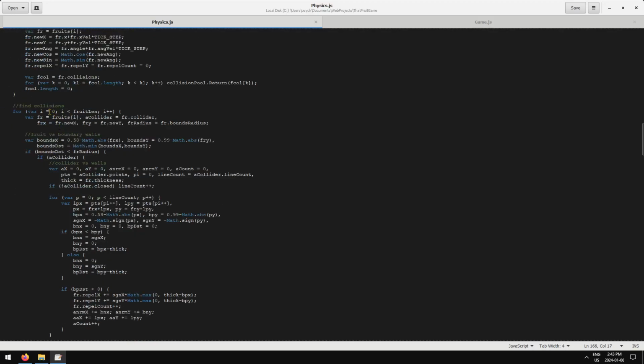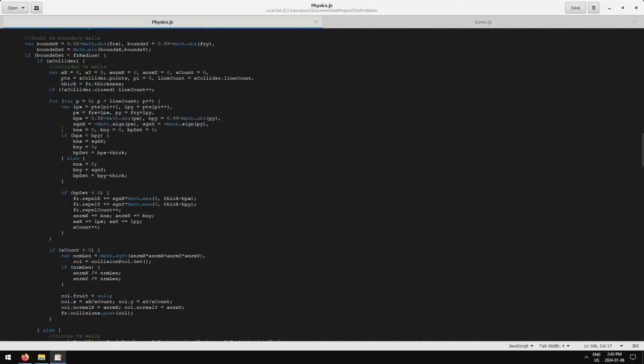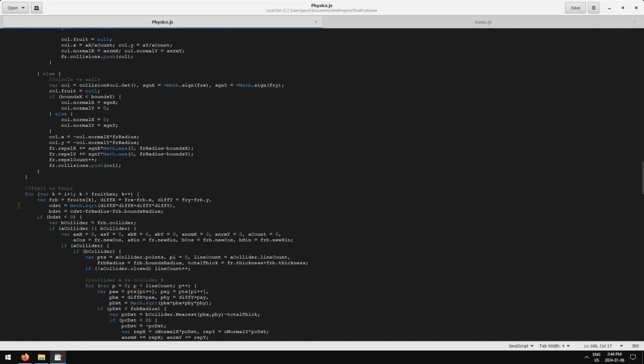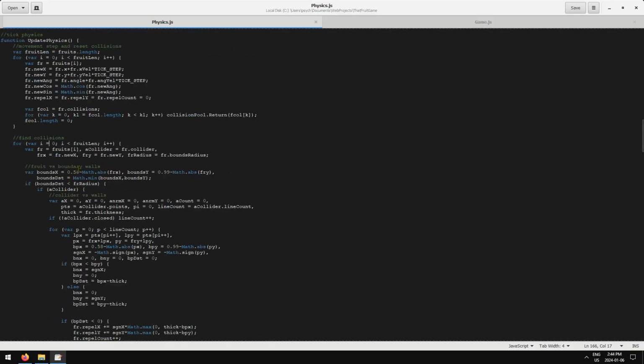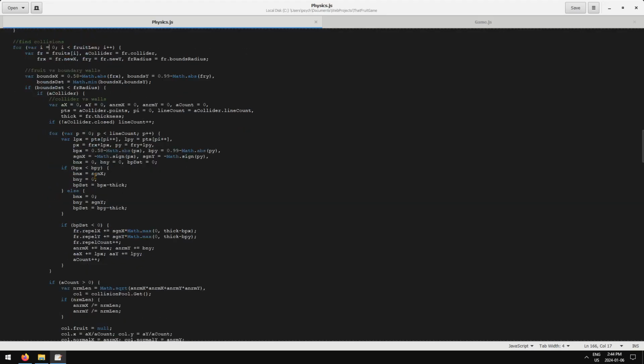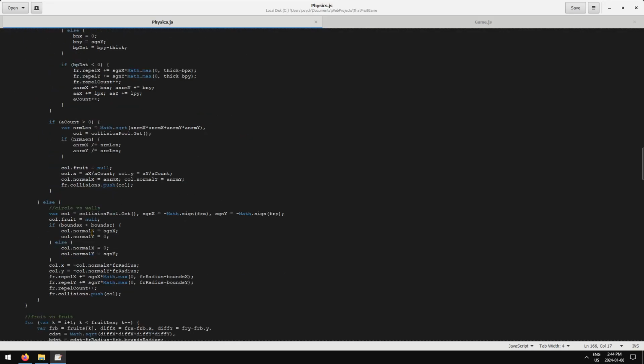So in find collisions, we go through here and we do the collider. We solve two collisions. We do the fruit versus the boundary walls, and then we do the fruit versus other fruit. The fruit versus boundary walls is done using like two planes, and it selects the closest plane. When it finds a collision, it creates a new collision object. We use an object pool for this to limit allocations.